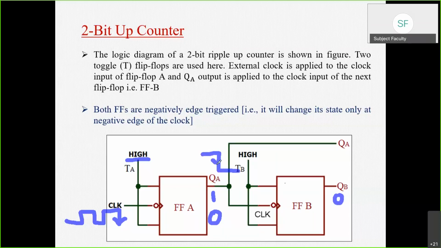Now this is nothing but a negative edge. In the earlier case, QA was like this. There was no negative edge. But in this case, QA is changing from 1 to 0. That means there is a negative edge. And this QA is nothing but the clock signal to the second flip-flop. So as soon as there is a negative edge, this flip-flop will also be in toggle mode. So the value of QB will change from 0 to 1. Now what are the current values? QB, QA will be 1, 0, which is the binary equivalent of 2.